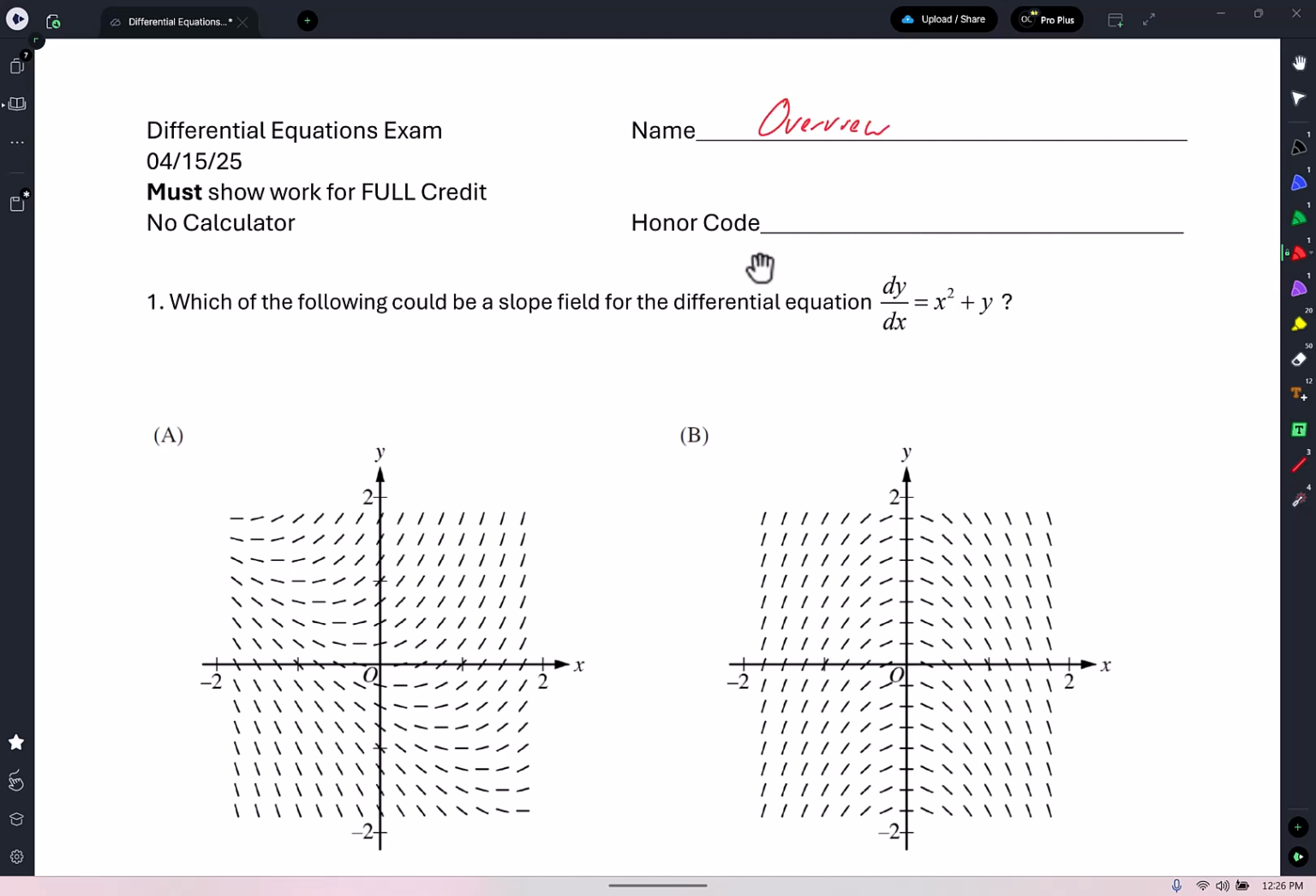Question 1, which of the following could be a slope field for the differential equation dy/dx equals x squared plus y? So the first thing I would do, guys, I would go down the x and y axis. Let's go down the x axis first, since the x is being squared here. So if the y is 0, and notice that it's x squared, so I should never have negative slopes on x squared. So notice on this one I have negative slopes and positive slopes, so A's out, and then positive slopes, and then negative slopes, so B's out.